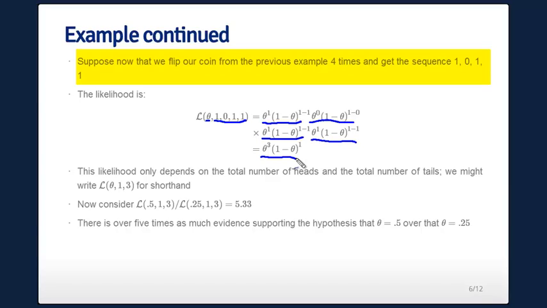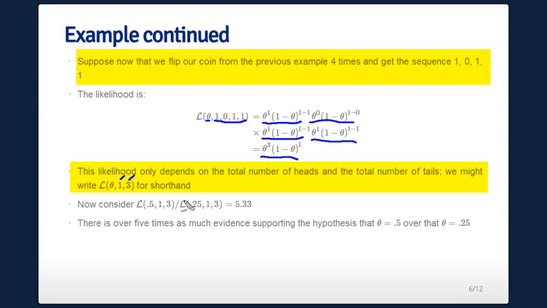It's interesting to note, I think hopefully you can catch this at this point, that the likelihood only depends on the total number of heads and the total number of tails. So we might just write this as likelihood 1, 3 for the total one tail and 3 heads. Okay? And that's also a little bit weird notation, but I'm doing that just to remind us.